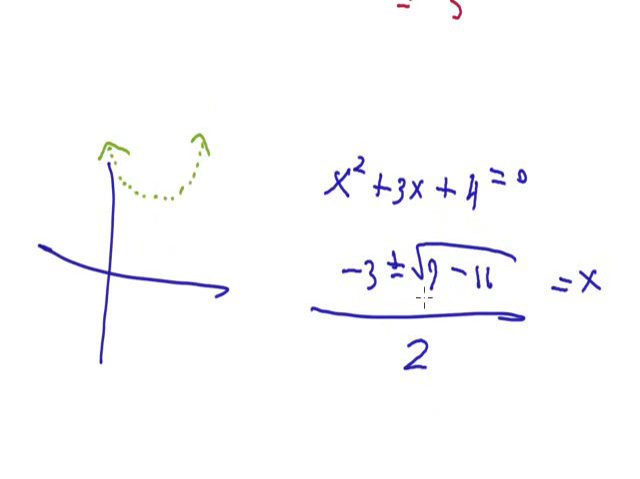It doesn't have any zeros, which makes sense. There's no x you can plug into this equation that makes this equality equals 0 true.